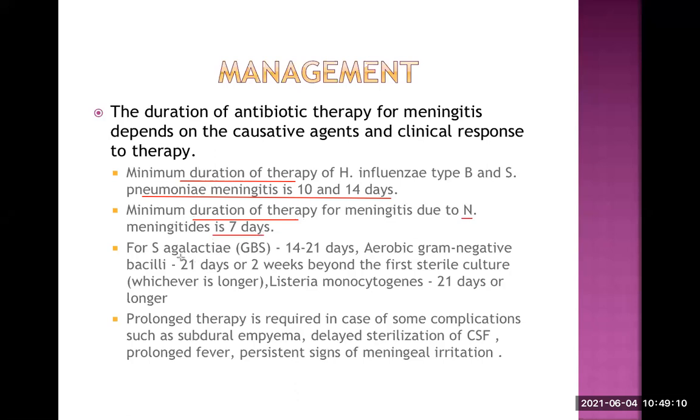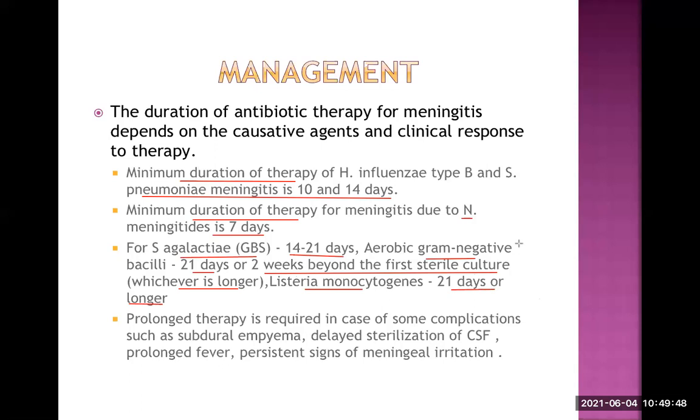Streptococcus agalactiae, if you suspect that, or it is grown in the culture, then we provide it for 14 to 21 days. Gram negatives, 21 days, or 2 weeks beyond the first sterile culture, whichever is longer. So you culture the CSF again, and if that is negative, give another 2 weeks after that. That is the meaning. And in case of Listeria monocytogenes, 21 days or longer.